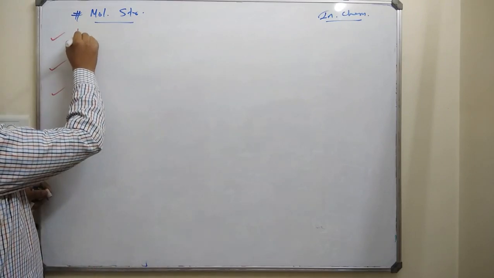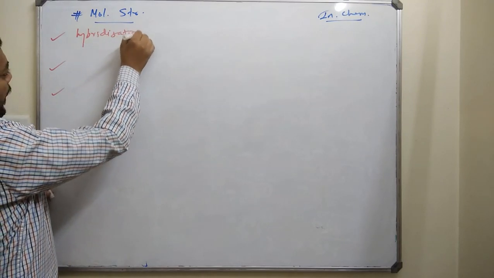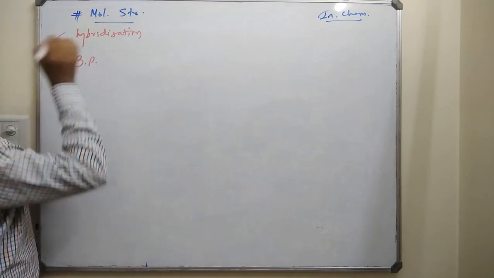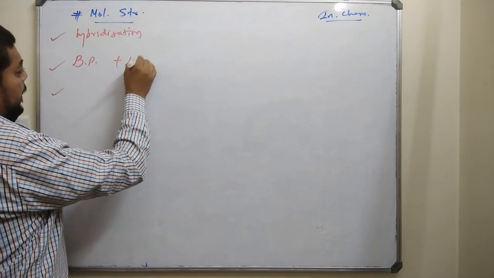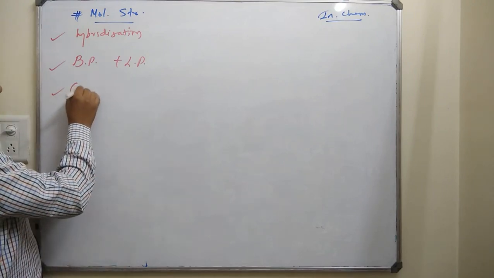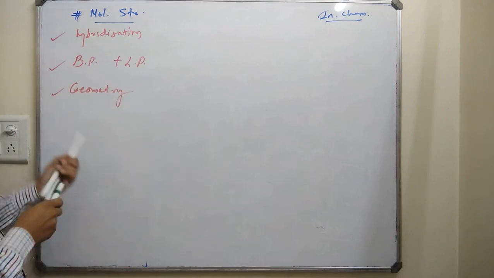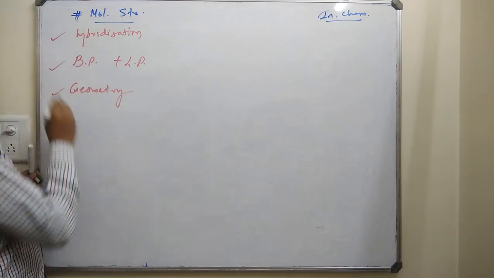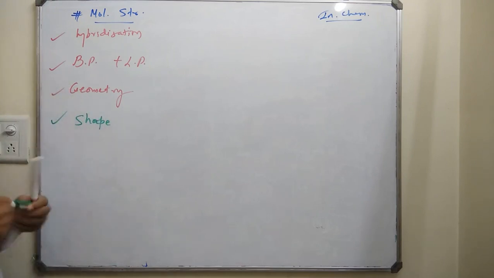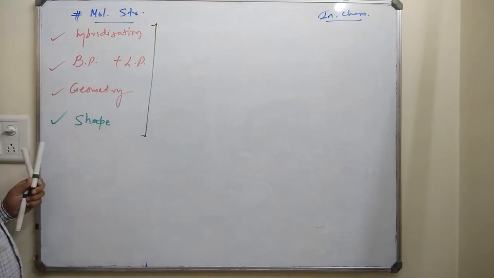We would cover the hybridization of that molecule. We would be discussing and learning to calculate the bond pair and lone pair of the molecule. We would be learning the geometry, and apart from geometry, the shape of the molecule. This would be our first concern.